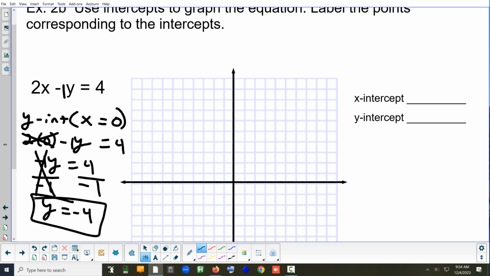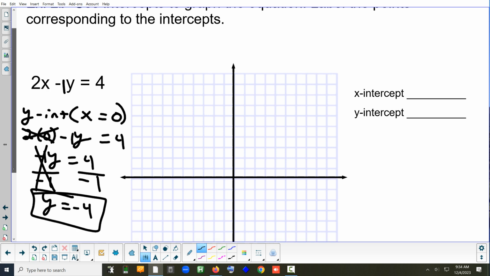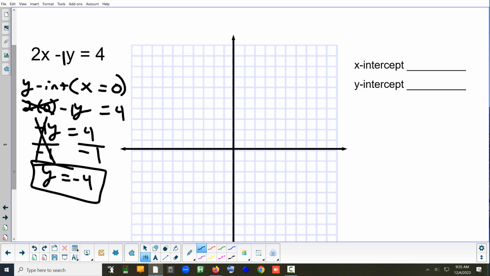There's your y-intercept. So how would I graph that on here? Where do I put the dot for -4? Down 4. Yep, 1, 2, 3, 4. And if you want to write that as a coordinate, what would that be? 0, -4. Okay, so there's your y-intercept.